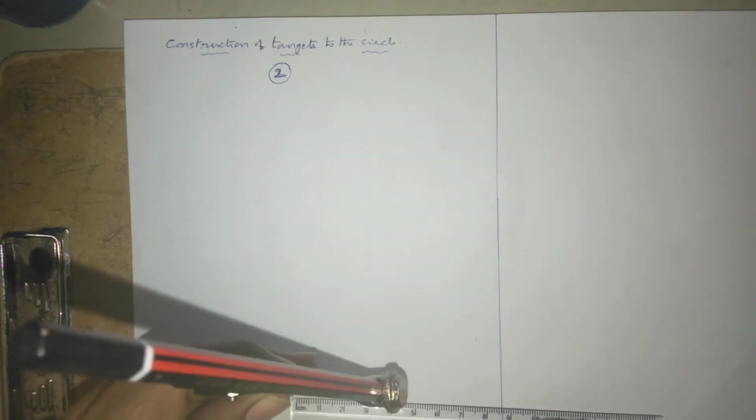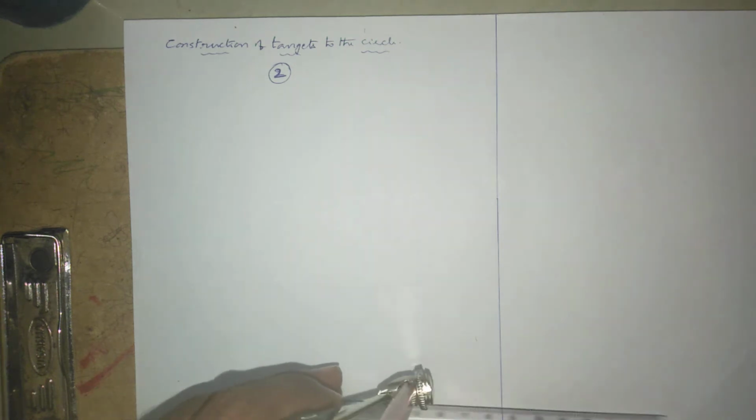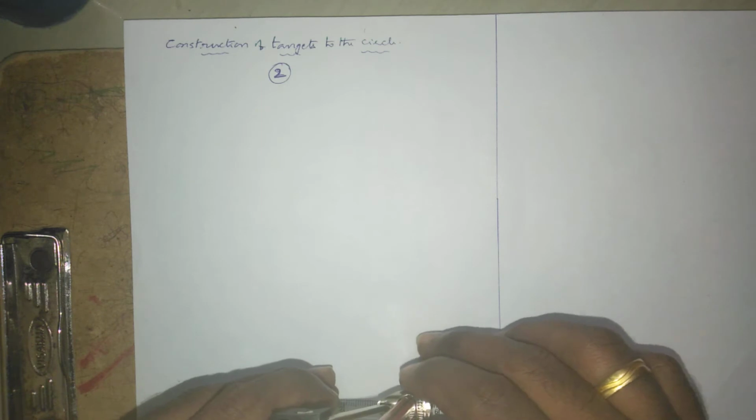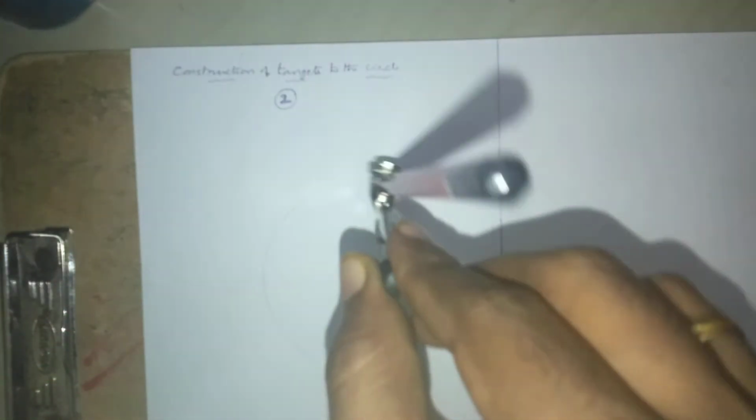First tell me what is meant by concentric circle. If more than one circle have the same center but different radii, then those are concentric circles. Here one is of radius 4 centimeters. Measure 4 centimeters on the scale using your compass. Draw one circle. Draw a circle like this.